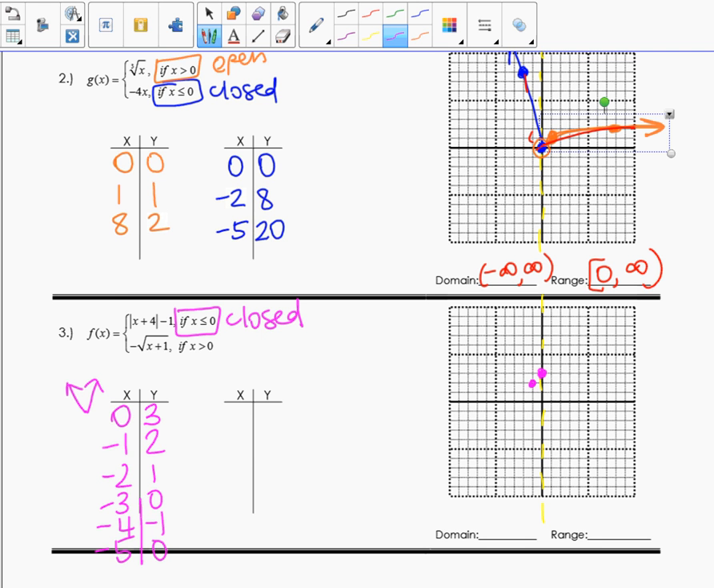-1, we're at 2. -2, we're at 1. 3, we're at 0. And 4, we're at -1. Well, that makes sense, because thinking back to your transformations, this has moved left 4 and down 1. Your critical point's left 4, down 1, and then all of a sudden you start up again. So your graph looks like that.